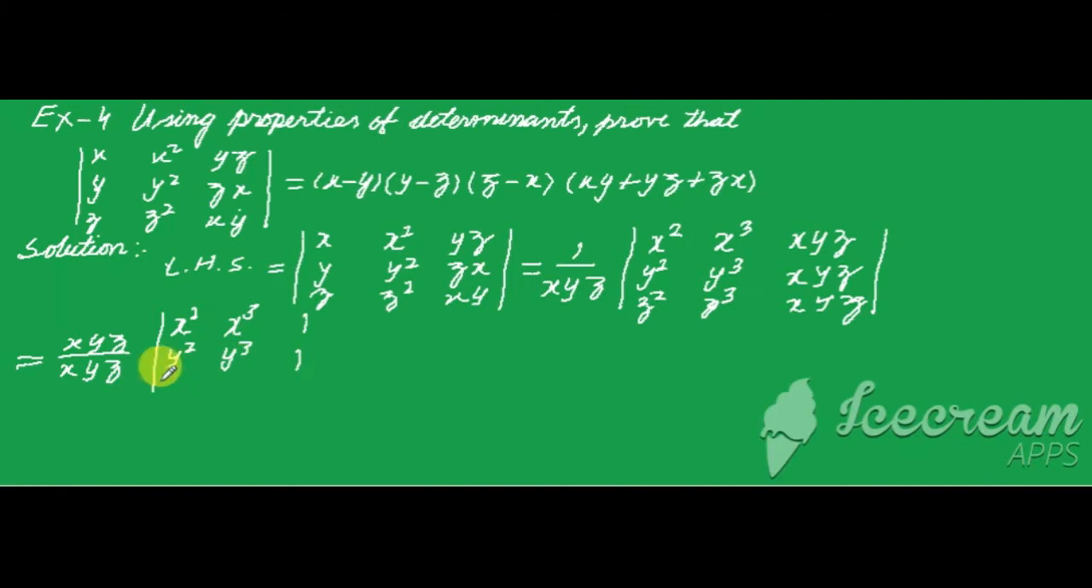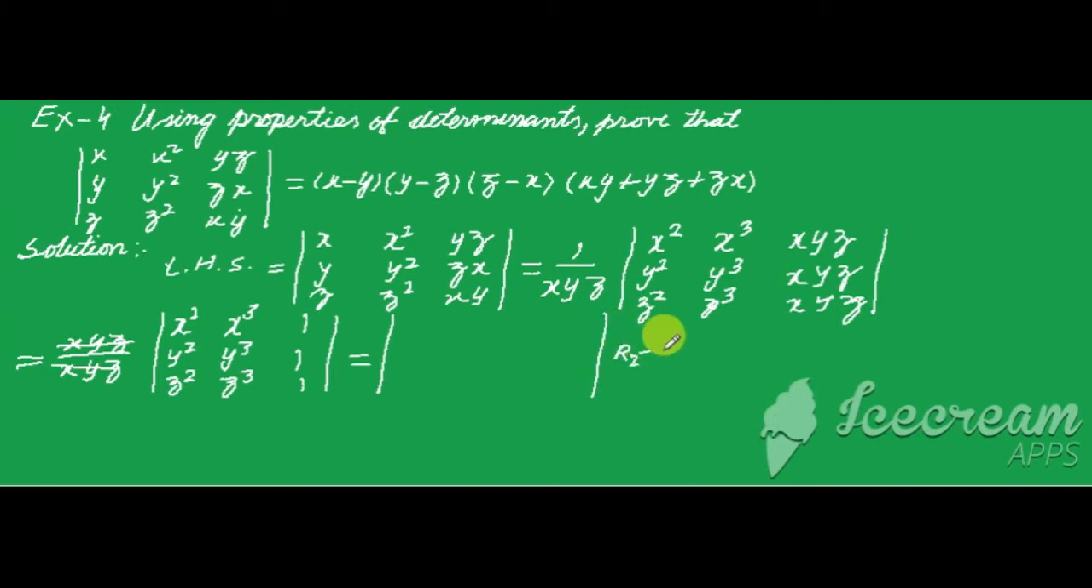one, and in third row z square, z cube, 1. Determinant closed. As xyz is cancelled by xyz, that is equal to determinant.